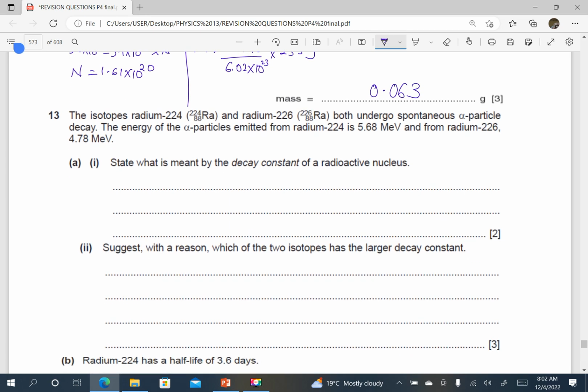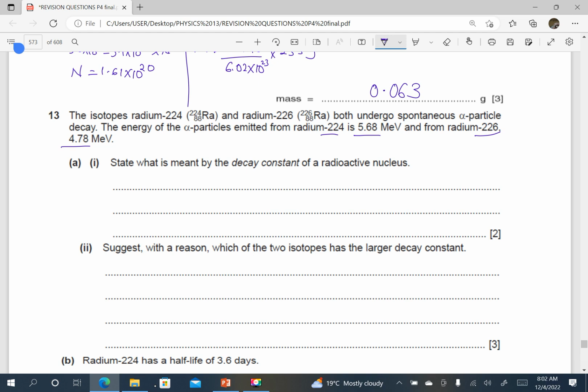The isotopes radium-224 and radium-226 both undergo spontaneous alpha particle decay. The energy of the alpha particles emitted from radium: 224 emits 5.68 and 226 emits 4.78. So you notice that the energy of the alpha particle emitted by radium-224 is higher than the energy of the alpha particle of 4.78.